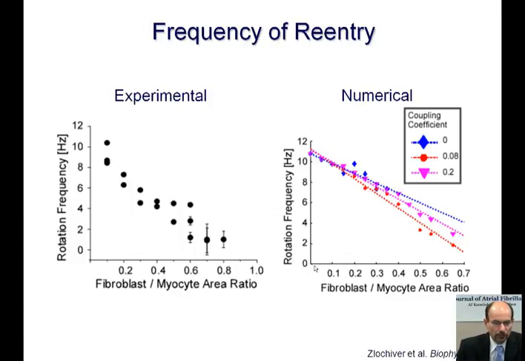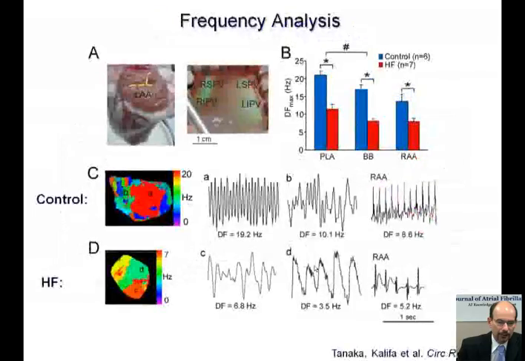Here are data from frequency analysis. We first see in panel A the area that we mapped. That area consisted of the posterior wall of the left atrium as exposed in this picture. Panels C and D are showing us the frequency maps of control and heart failure. We can see based on the color code that the frequency in panel C is about 19 hertz, and in panel D it's 6.8 hertz.